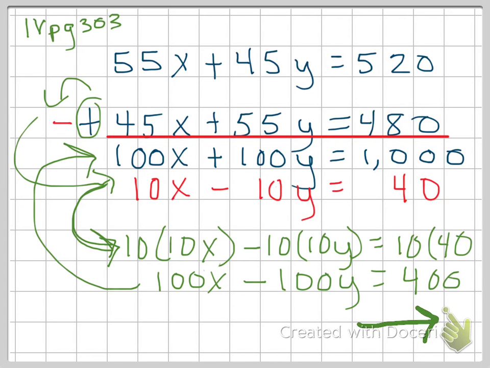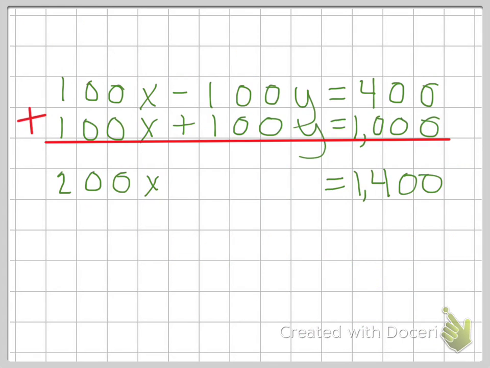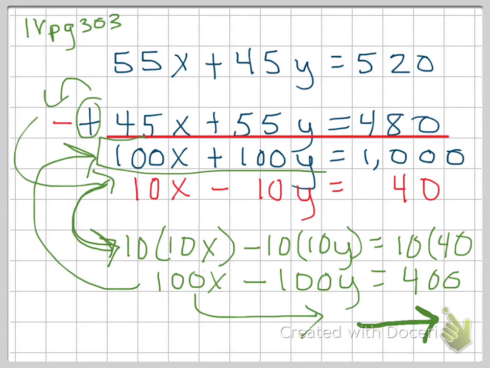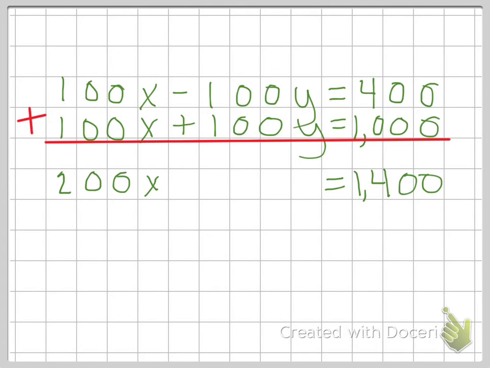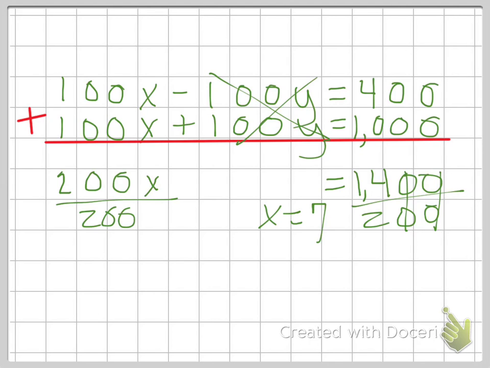Now, I'm going to take that, and let's see where we go. I'm going to plug it in to the equation of 100x plus 100y equals 1,000, which is when I added both those equations first. Okay? So when I do that, I get 200x. The y's cancel out, and then I add the 1,000 to the 400, and I get 1,400. And if we divide 200 to this side, 200 to this side, we get x equals 7.